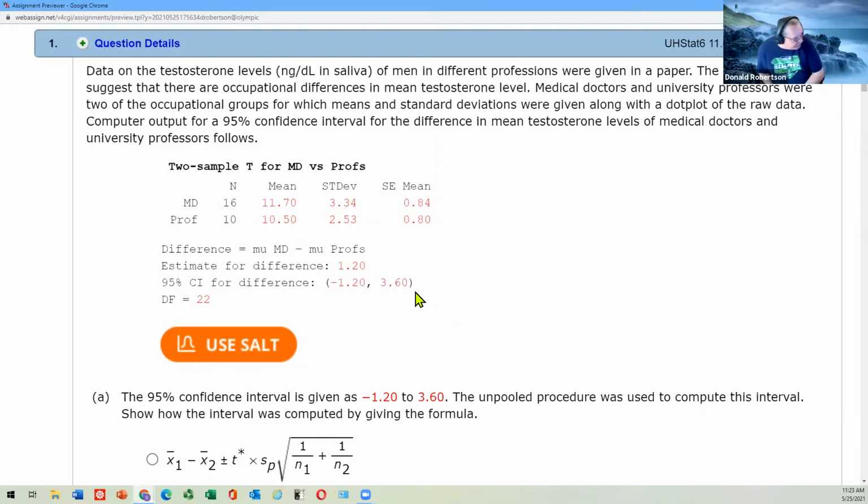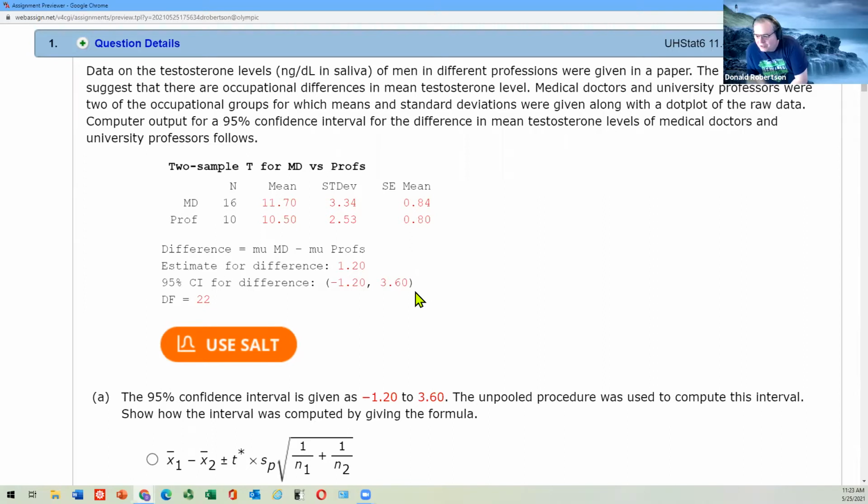What's the conclusion on this interval? Is there any significant difference between these two groups? No. And correct. What's the reason? How do you know? Because it covers 0. There you go. So that one would not get published.